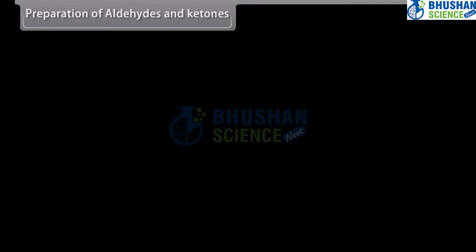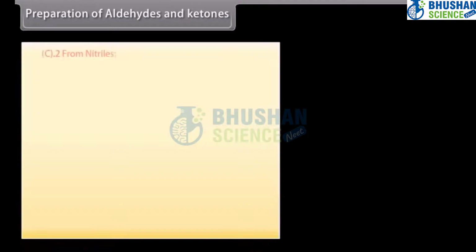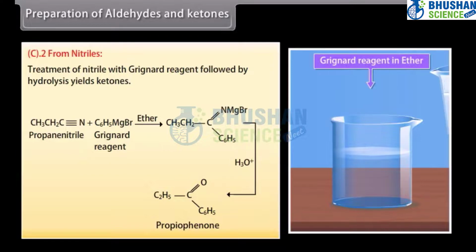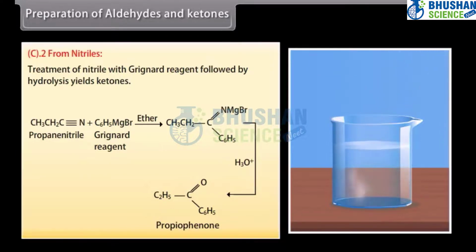Preparation of aldehydes and ketones from nitriles. Treatment of nitrile with Grignard reagent followed by hydrolysis yields ketones. Grignard reagent in ether reacts with benzonitrile to form an intermediate, and then upon hydrolysis it gives propiophenone.